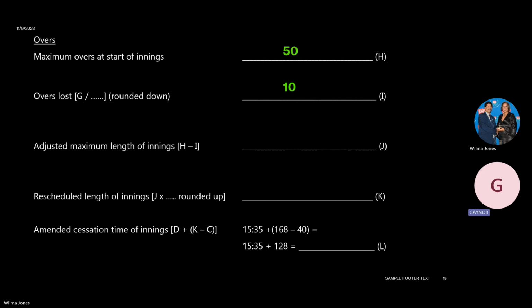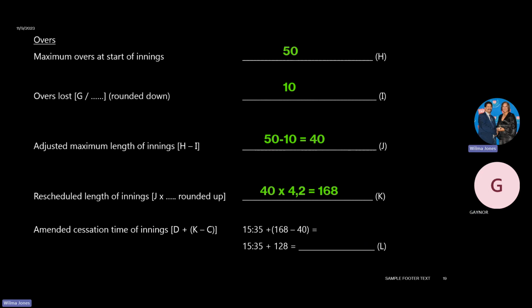So I would take H, which is 50 overs, subtract I, which is 10, it will give me 40 overs. Correct. Your rescheduled length of innings, can you recall how we worked that out? Yeah, so we're dealing with time now. So I take the number of overs that's remaining, which is 40, which is J, and I'll times it by 4.2 minutes to the over. So 4.2 times 40 would give me 168 minutes.